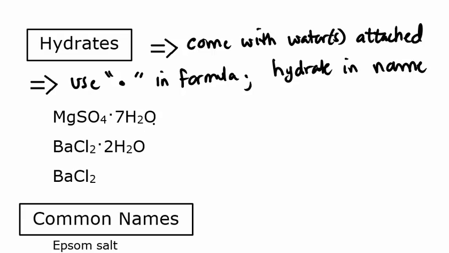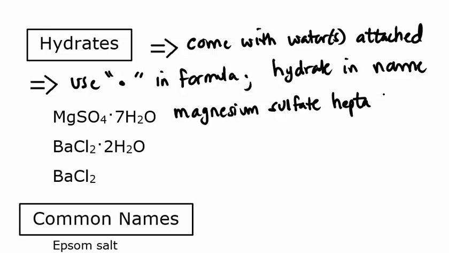Okay, so this compound has a dot. Okay, there's a dot in the middle. The dot goes between the ionic compound and the number of waters. This ionic compound is magnesium sulfate, so that is certainly part of the name. Magnesium sulfate. And then you use the word hydrate for how many waters there are, and there's 7, so that's hepta. 7 is heptahydrate. And that tells you it's a magnesium sulfate salt with 7 waters on it.